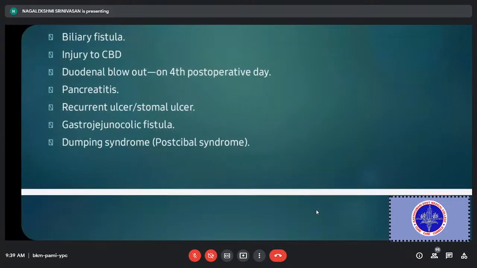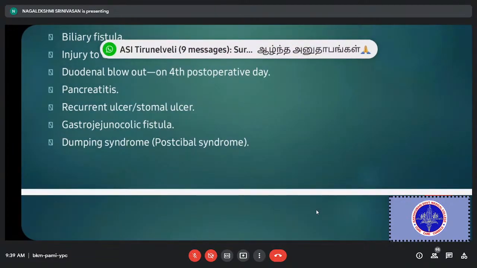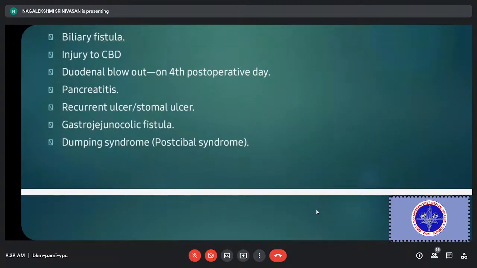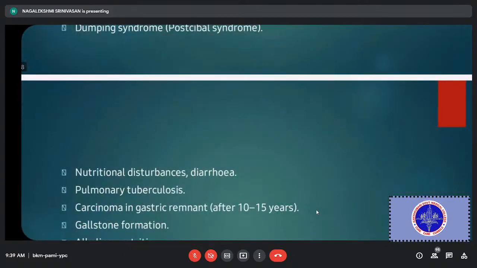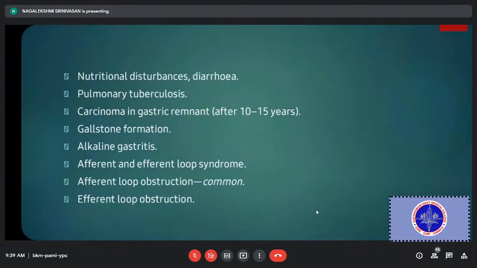And pancreatitis, because of injury to the posterior structures while we are dissecting the stomach bed. The pancreas is the next organ posterior to the stomach that can be injured, and that can present with pancreatitis. Recurrent ulcers and stomal ulcers can occur. Gastrojejunocolic fistula and dumping syndrome can occur because of the narrowed entry to the jejunum with the remaining portion of the stomach. The patient can have symptoms of fullness, and there are two types of dumping syndrome we'll discuss.